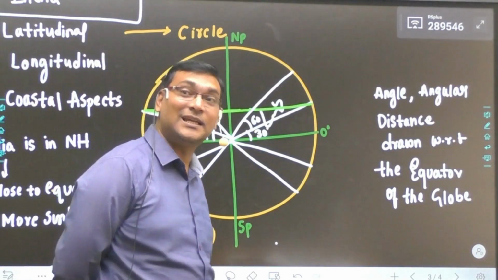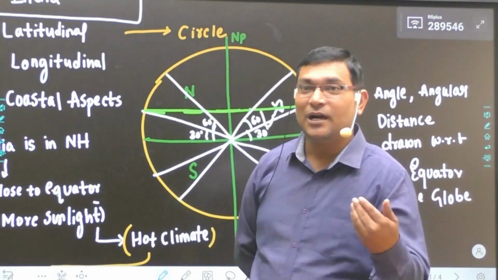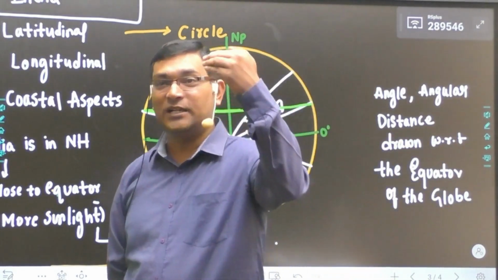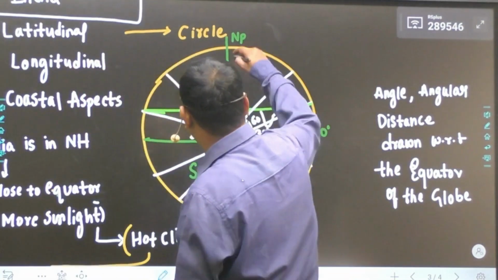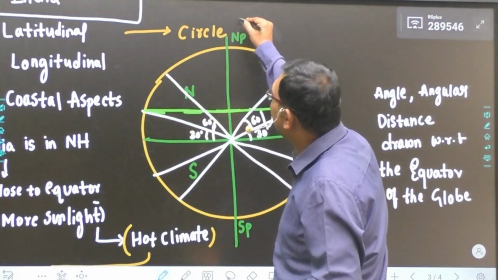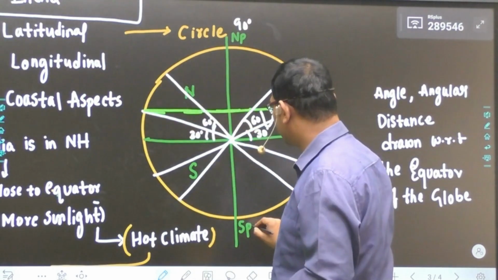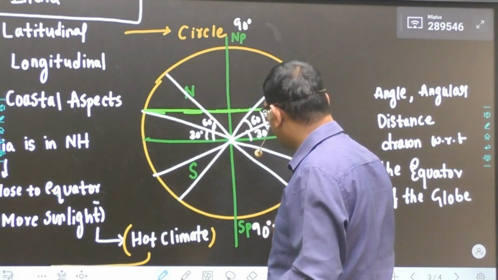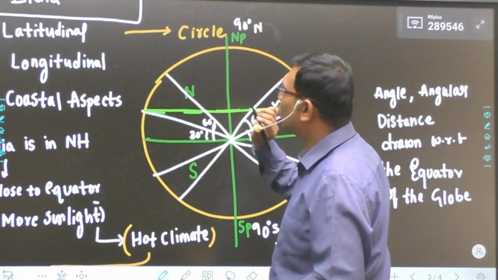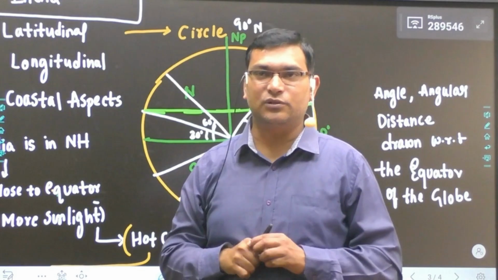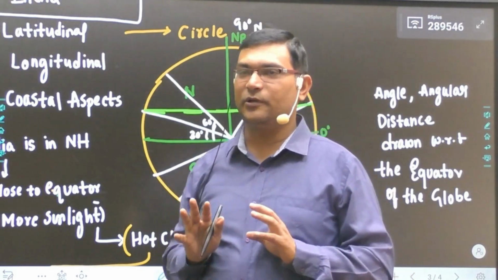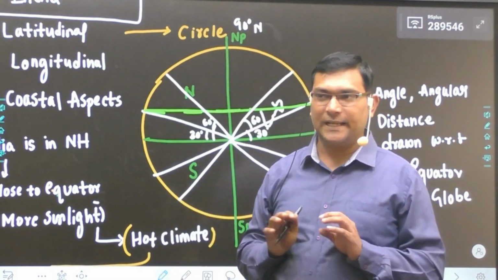Clear? Yes. How did the 30 degree come? How are the 60 degrees measured? How are the 90 degrees measured? You see, this is your 90 degree. 90 degree south, 90 degree north. That's why it is called North Pole and South Pole. Any doubts up to here? Clear? Everyone?